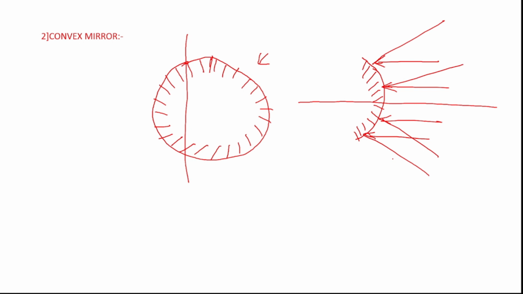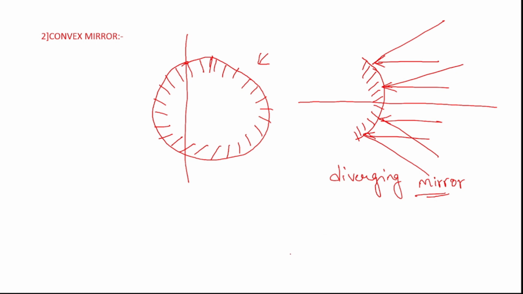So what is happening here? Every reflected ray is diverging in different directions. They are not meeting at one point. So this mirror is also called a diverging mirror because the reflected rays are diverging from each other. They are not meeting at one point. So this mirror is also called a diverging mirror.